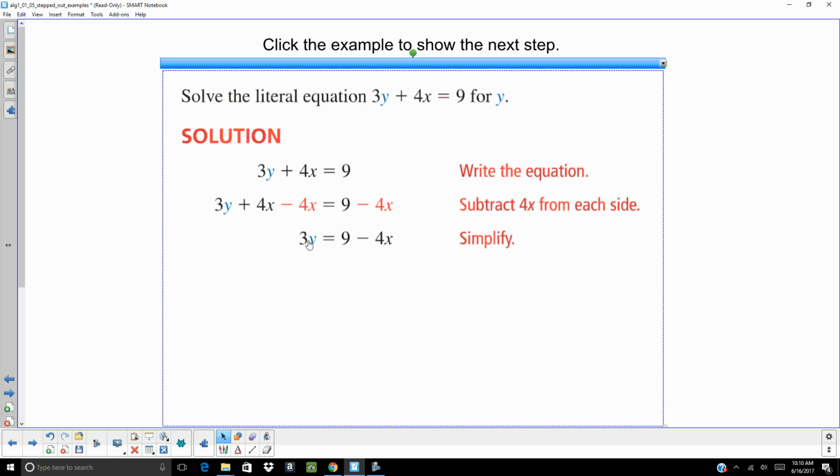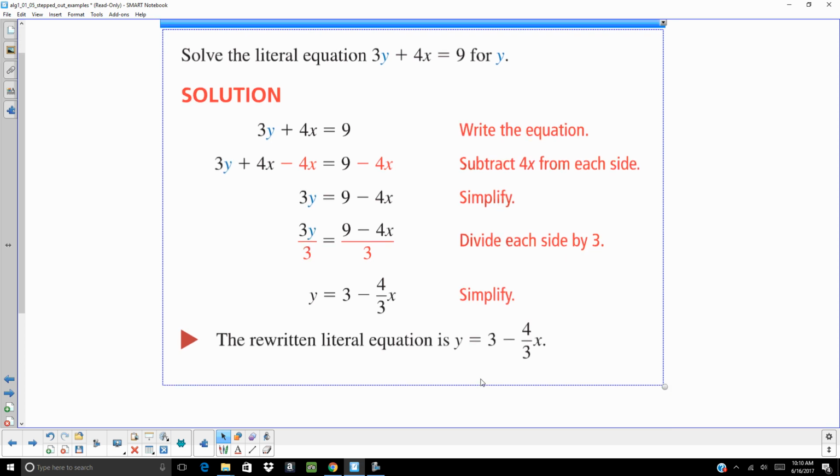Well, I still have that pesky 3 in front of the y. To get rid of that, I have to do the inverse operation. So the opposite of 3 times y would be to divide by 3. So I'm going to divide each side by 3. That means that 9 is getting divided by 3, and the 4 is getting divided by 3. So y is going to be equal to 3 minus 4/3 x.